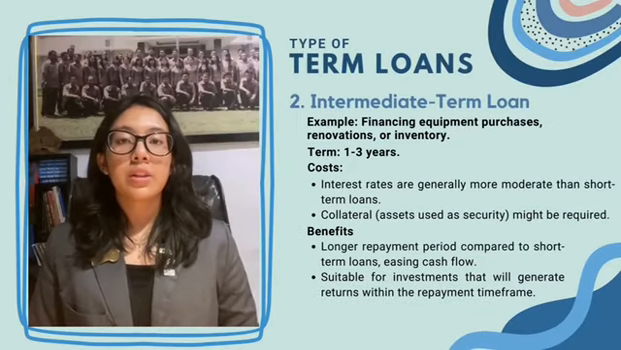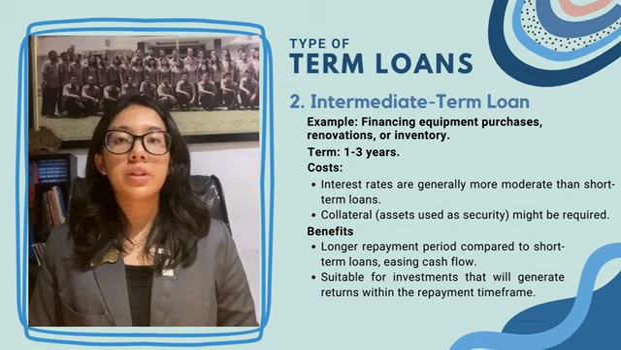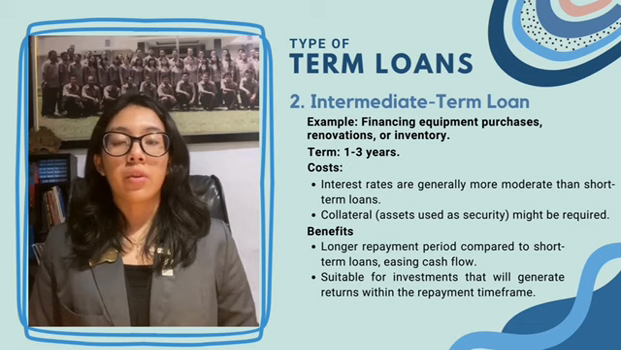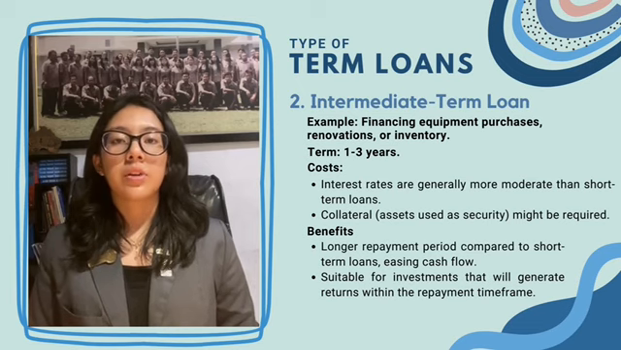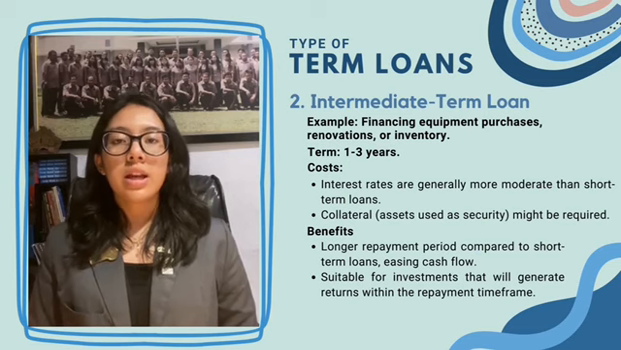Second, intermediate term loan. For example, financing equipment purchase, renovation, or inventory. For the term, 1 to 3 years. Then for cost, first, interest rates are generally more moderate than short-term loans, and collateral assets used as security might be required. For the benefits, longer repayment period compared to short-term loans, easing cash flow, and it is suitable for investment that will generate returns within the repayment time frame.